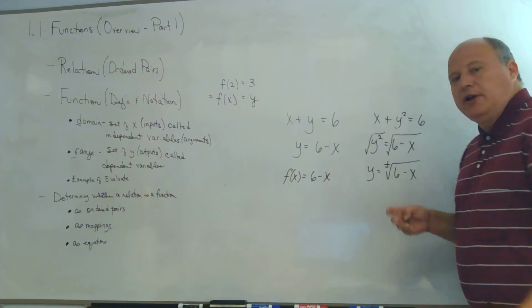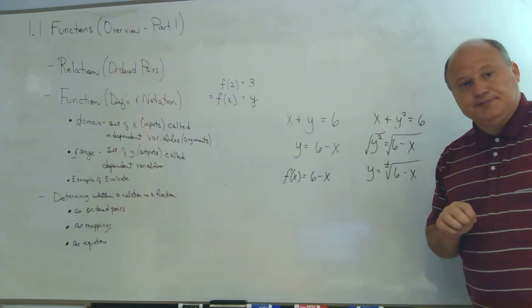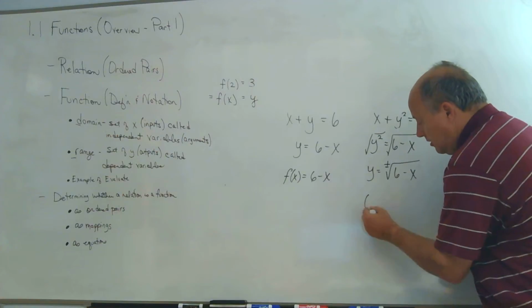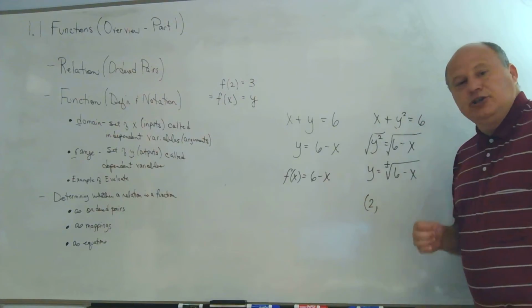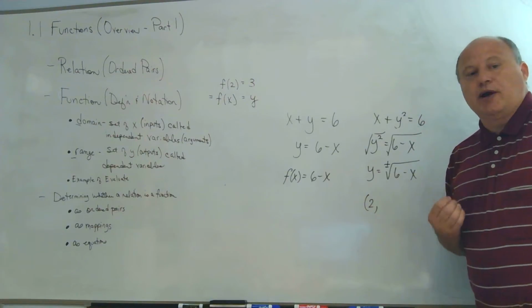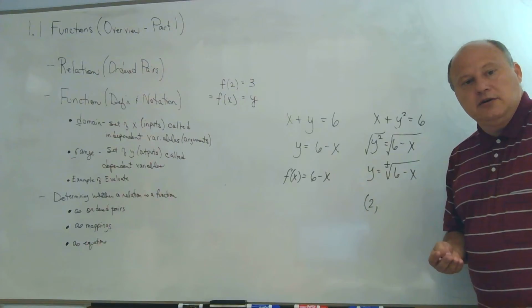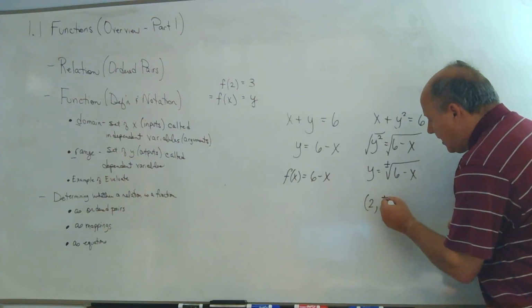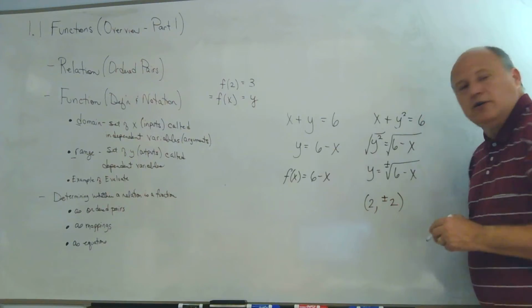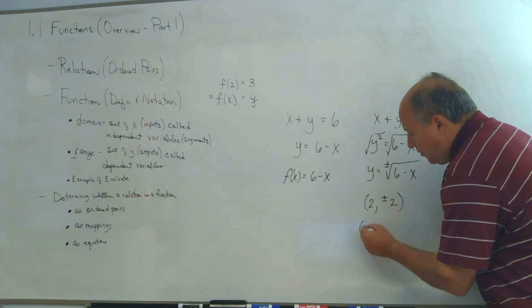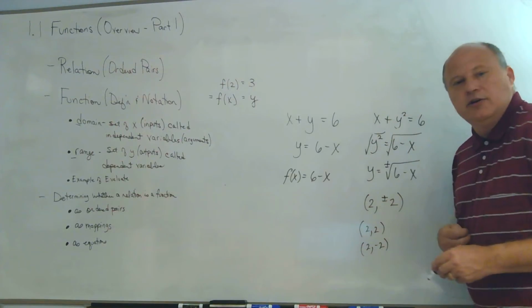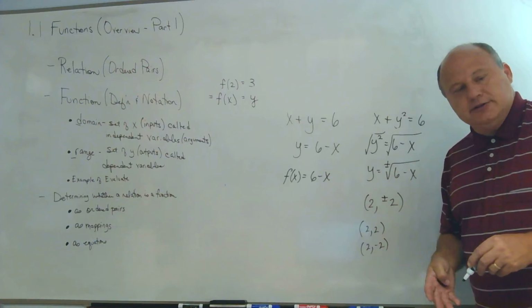Because when you put a number in, let's say you put 2 into this one. 6 minus 2. So 2 is put in. 6 minus 2 is 4, and the square root of 4 is 2. But there's a plus or minus on the outside, so it's plus or minus 2. So the answers are (2, 2) and (2, negative 2). So x is 2, and I have 2 outputs.